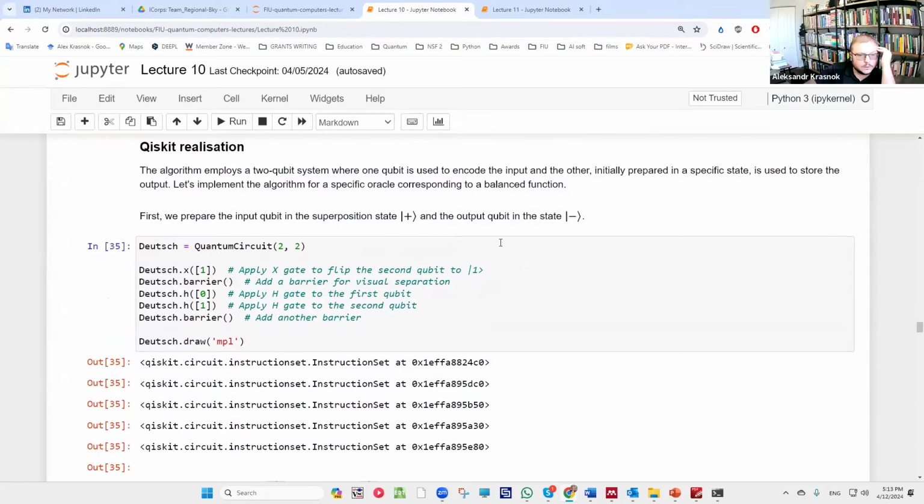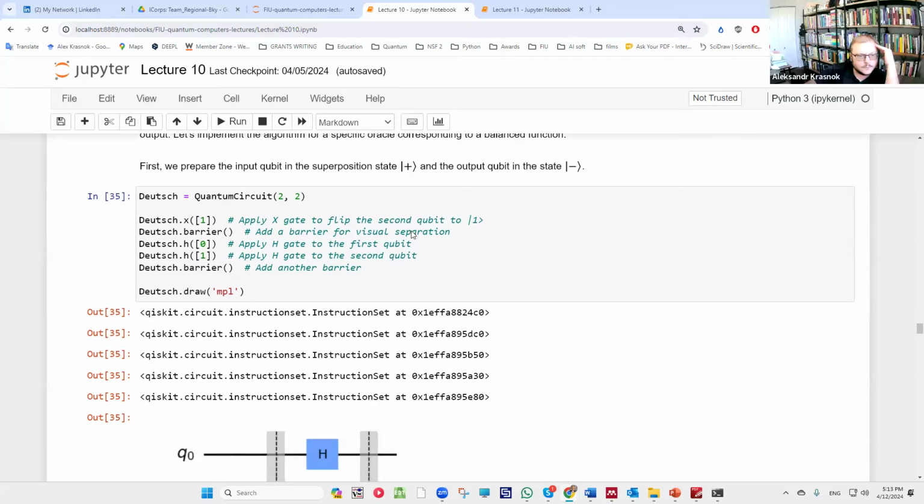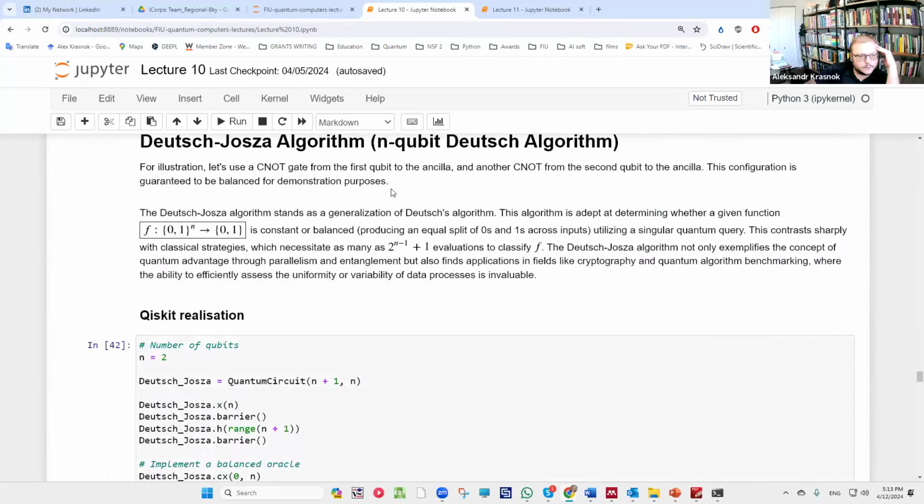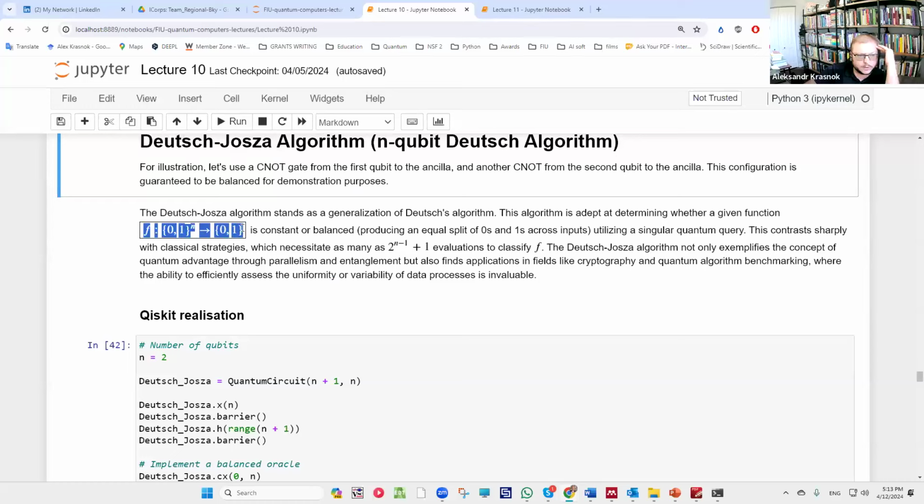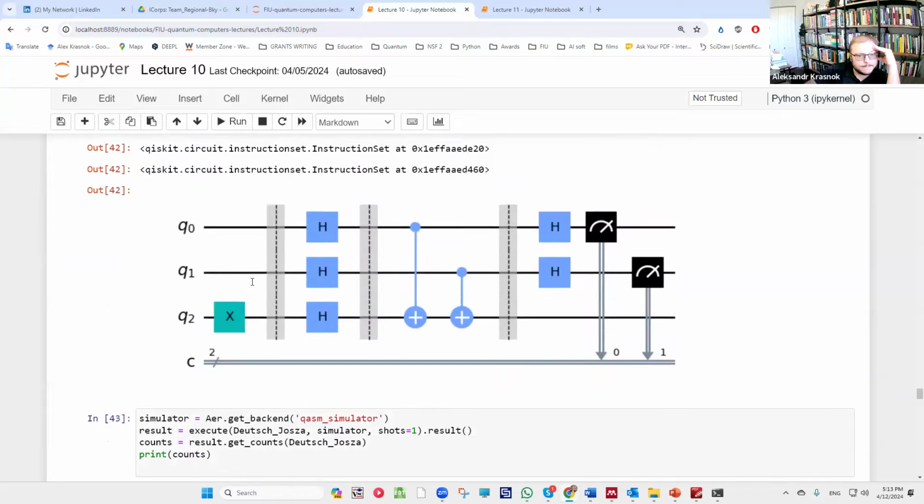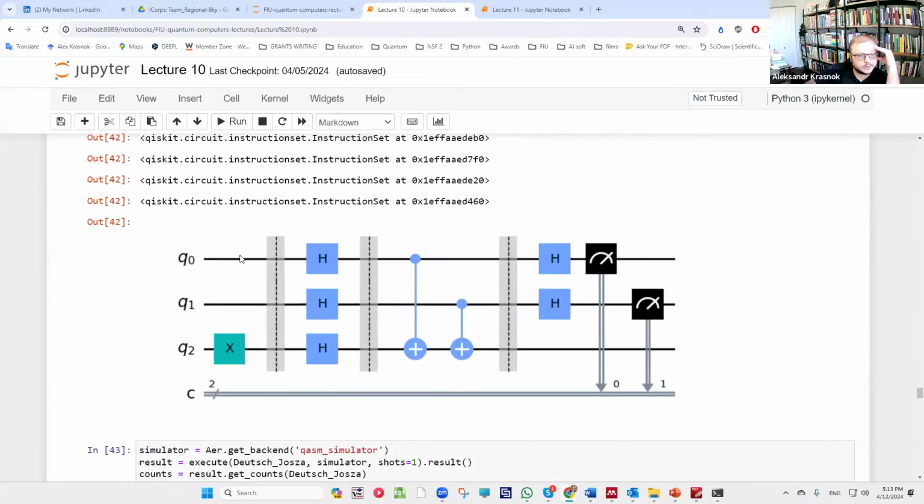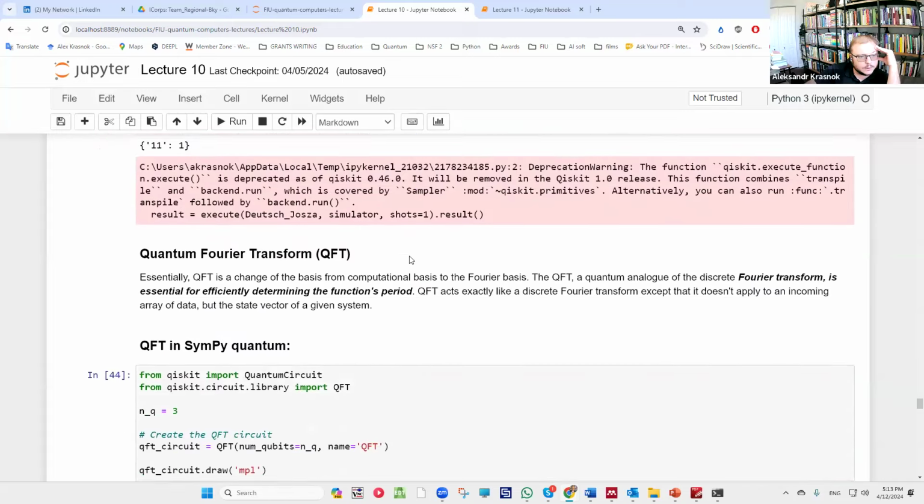A classical representation of this function could be a fake or true coin. So this is what we discussed last time. The Deutsch-Jozsa algorithm is the n-qubit generalization of the Deutsch algorithm for this type of oracle. It's basically the same, but for a longer string of zeros and ones. We consider this 2-qubit Deutsch algorithm here.